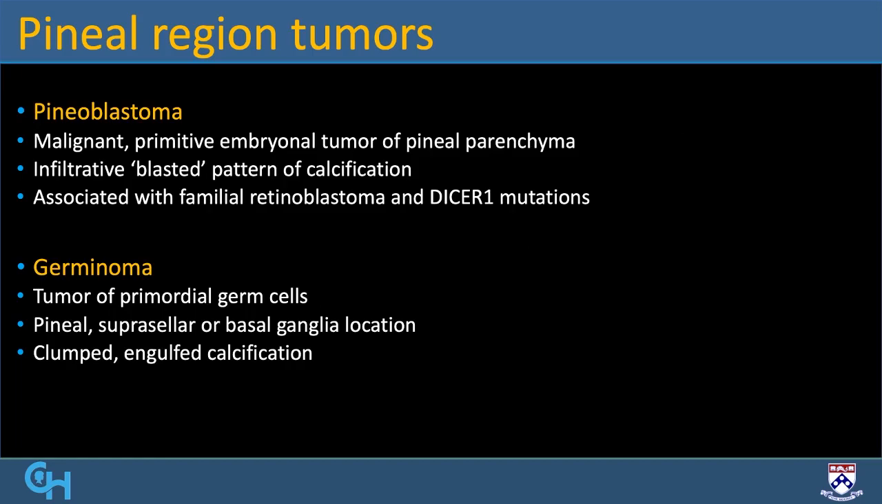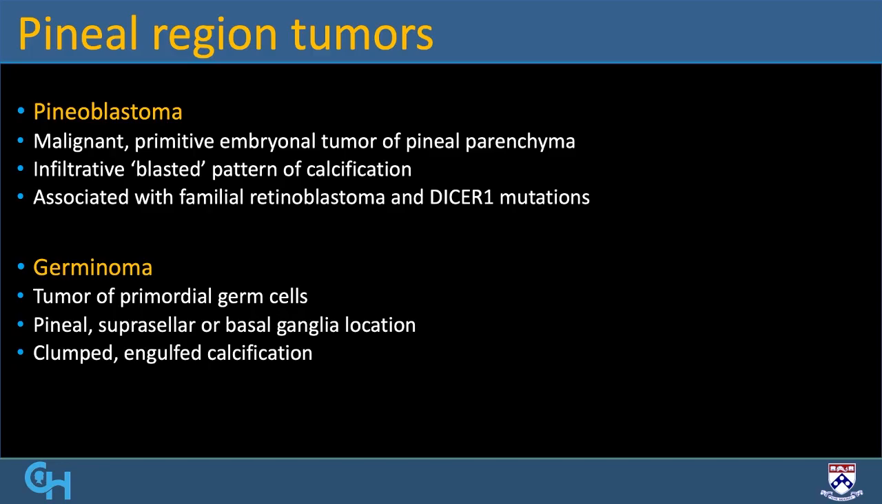Now we move to the pineal region tumors, and the two main entities in this group are the pineoblastoma and the germinoma. Pineoblastoma is a malignant primitive embryonal tumor of the pineal parenchyma, and it is characterized by a blasted pattern of calcification within, and it can be associated with familial retinoblastoma and DICER1 mutations.